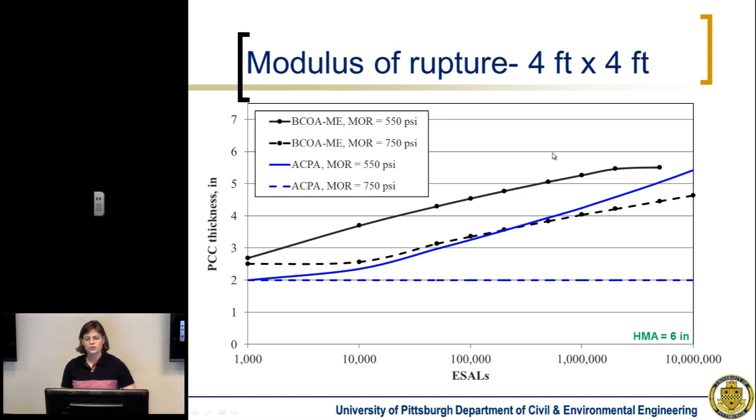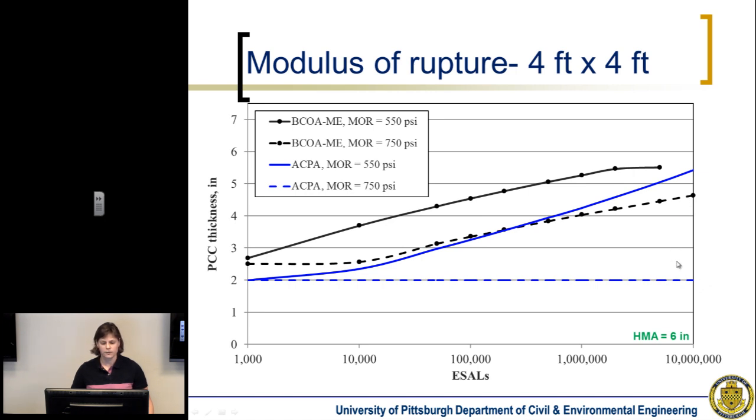All right. Now the modulus of rupture for the 4x4. Here we're just comparing to the ACPA, which was typically used for the ultra-thin whitetopping. And we're going to look at two different strengths, 750 and 550 psi, where one would be pretty high and the other would be on the lower end. And so you'll see that we have thickness versus traffic. And again, this is a 6-inch asphalt layer that we're placing the overlay on top of.